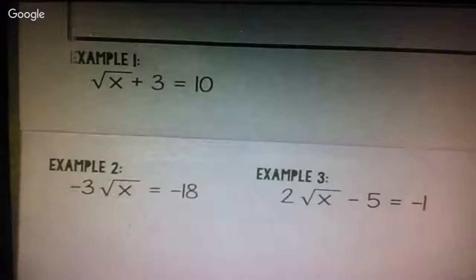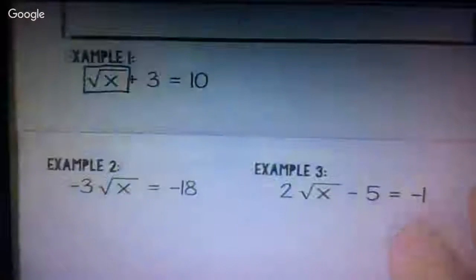Last week we focused on simplifying radicals, adding and subtracting radicals, multiplying radicals, and dividing radicals, and this week we're going to focus on solving radicals. Just like you would solve an equation, our job is to get x by itself. That's our goal again. But first, we must get our radical by itself. So in example number 1, our goal is to get this radical all by itself.